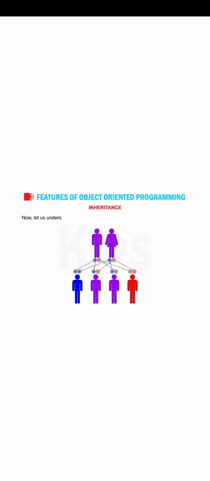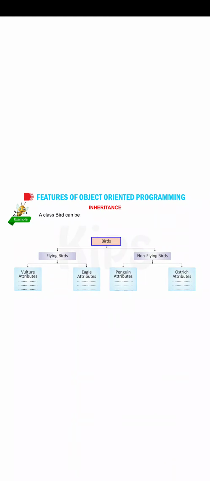Now let us understand the concept of inheritance with the help of an example. A class bird can be broadly classified as flying birds and non-flying birds. The principle behind this sort of classification is that each derived class shares the common characteristics with the class from which it is derived.